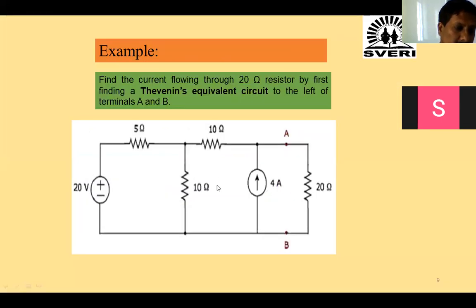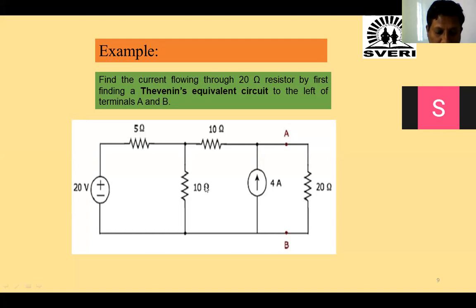So this is the example. This will be the example. So we have to solve this example. So anyone can read the question here. What is the question here? Find the current passing through the 20 ohm resistor by finding Thevenin's equivalent circuit.